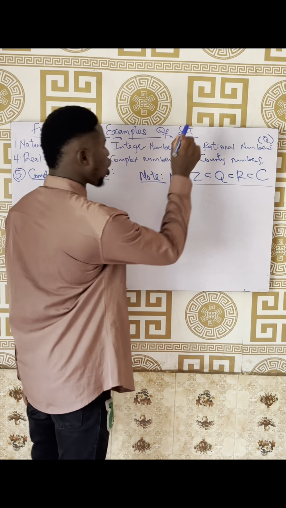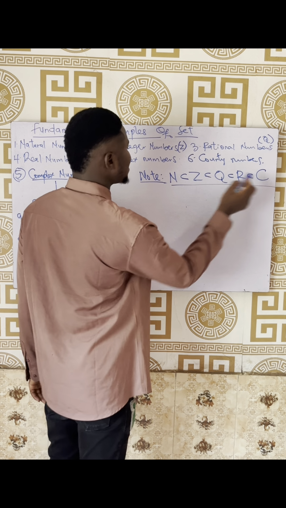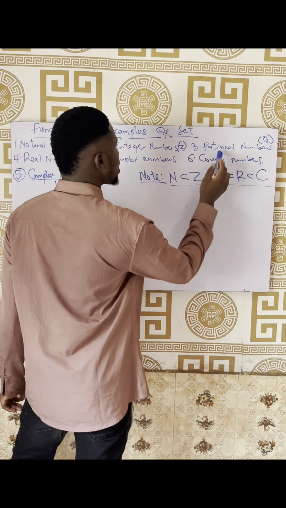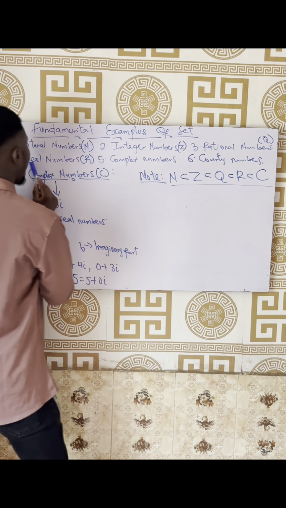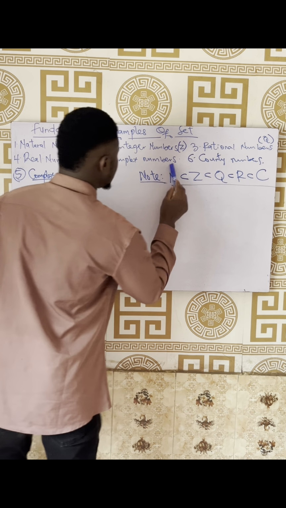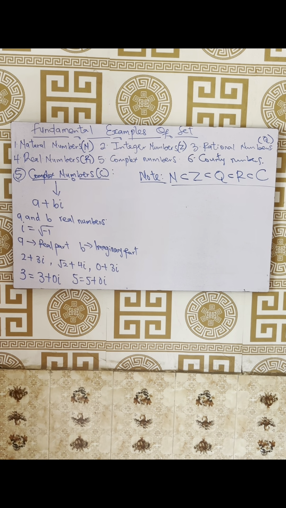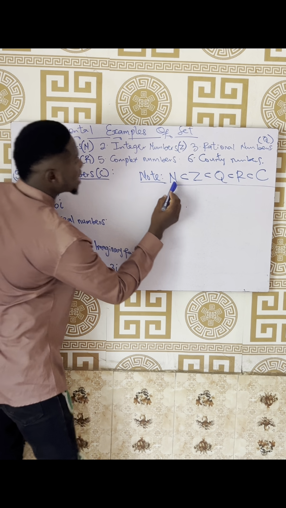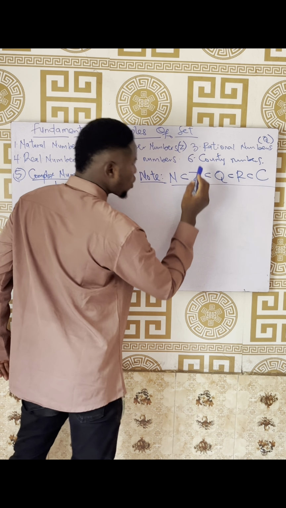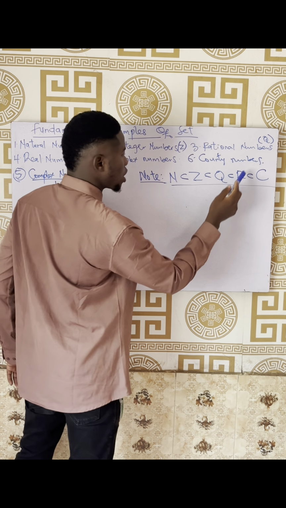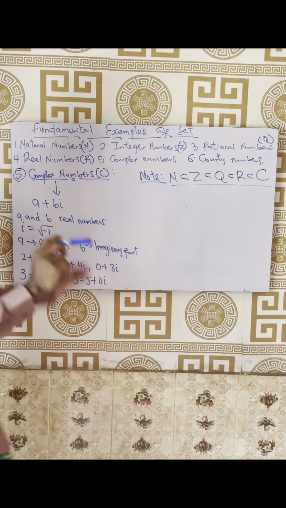You must firstly understand what N is. N is natural numbers. Z is integer numbers. R is real numbers. And C is complex numbers. Then what does the symbol mean? It simply means subset. The expression is talking about the fact that all natural numbers are integer numbers. All integer numbers are rational numbers. All rational numbers are real numbers. All real numbers are complex numbers. That is what the expression is talking about.